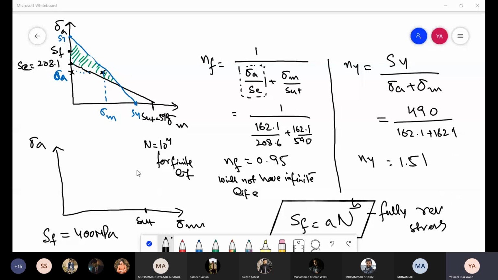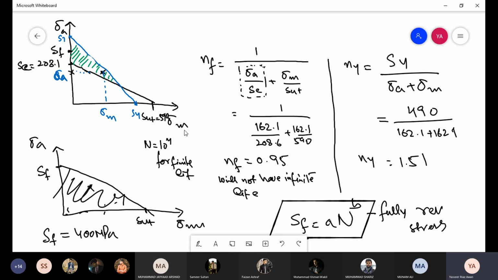कोई इनपुट दें यार। सर, फिर हम SF और SUT के दरमियान में ग्राफ बनाते हैं। बिल्कुल, SF और SUT के दरमियान में ग्राफ बनाते थे। और now this region, any combination of sigma A and sigma M in this region is safe. So अगर इसी को यहाँ पे अप्लाई करें तो क्या हम find नहीं कर सकते number of cycles?